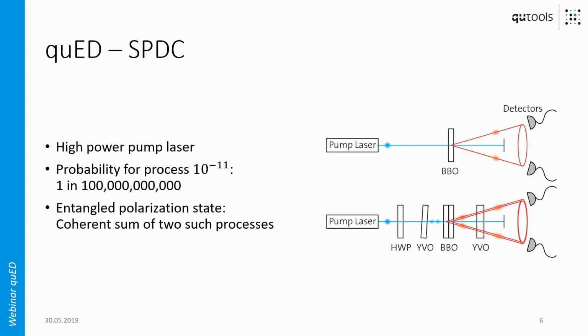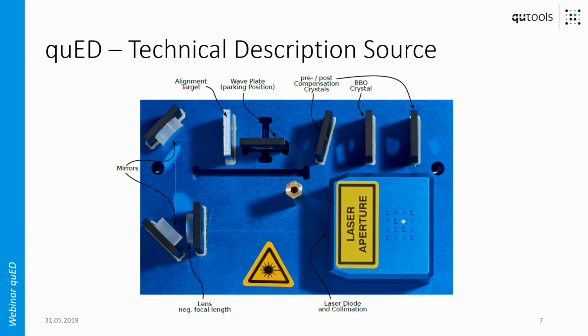So how does it look in the actual setup? In the actual setup, it looks like this. This is in the white box when you get your experimental kit. So here's the laser, the pump laser. We have a lens in here and a lens there. These components are just for beam shaping purposes. We focus the beam into this BBO crystal, which is the active component where the actual down conversion happens.